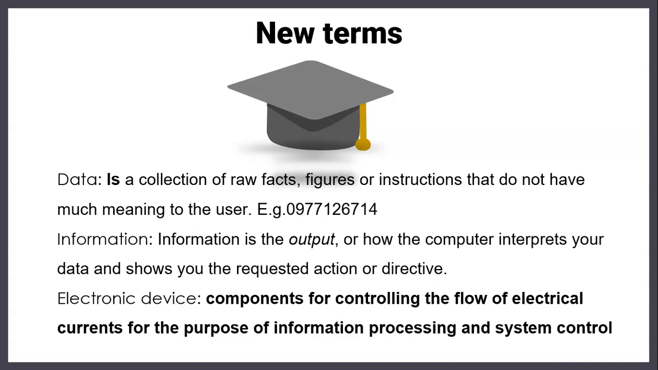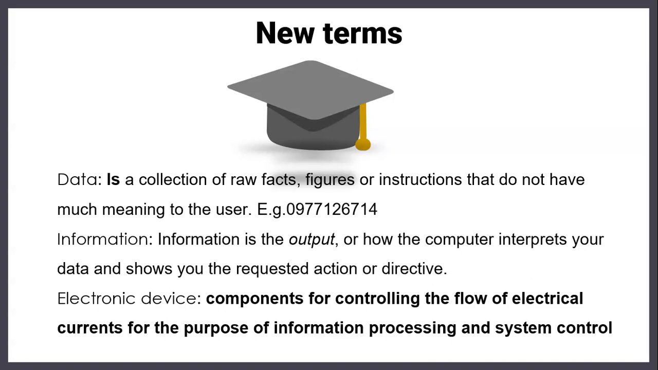For example, there is a number on the screen: 0977126714. That number makes no sense. It can represent anything. But if you say 0977126714 is my phone number, then it makes sense.